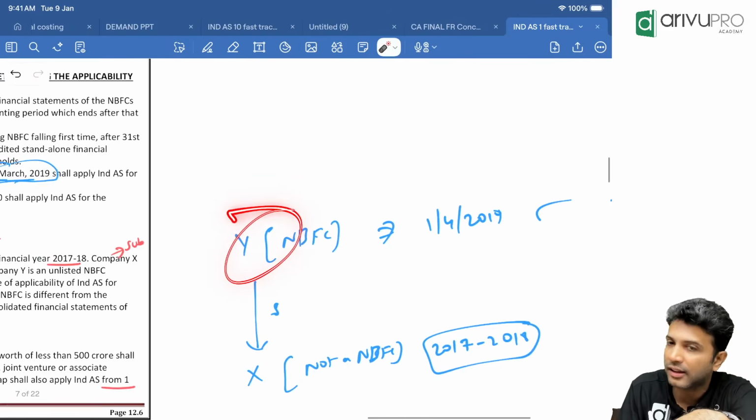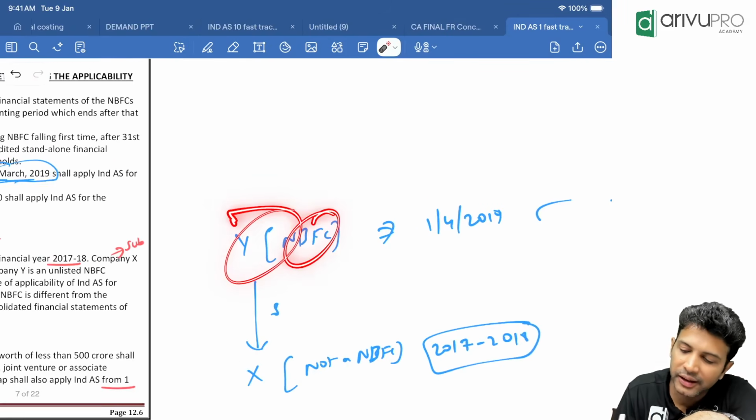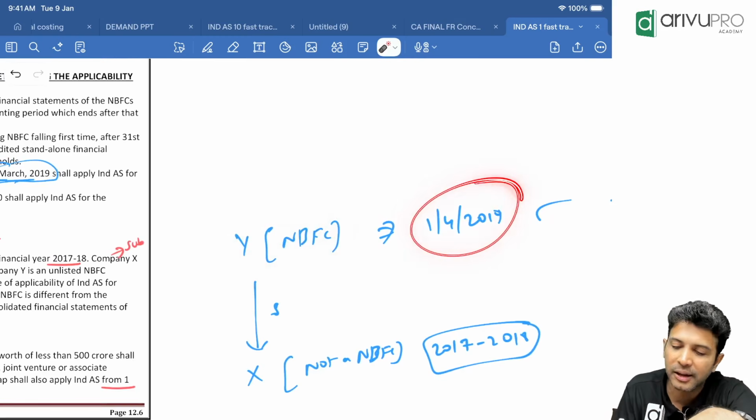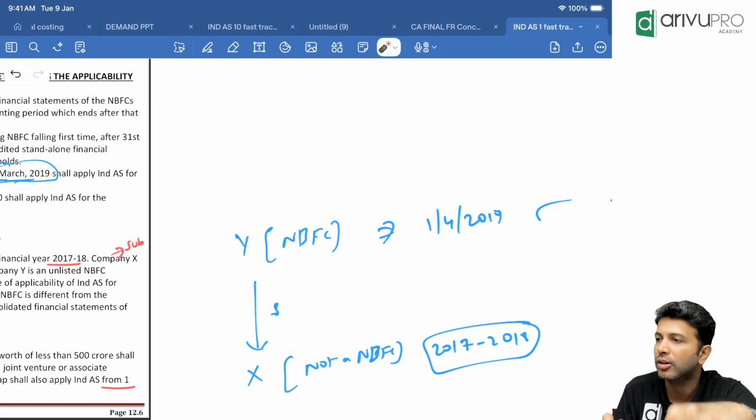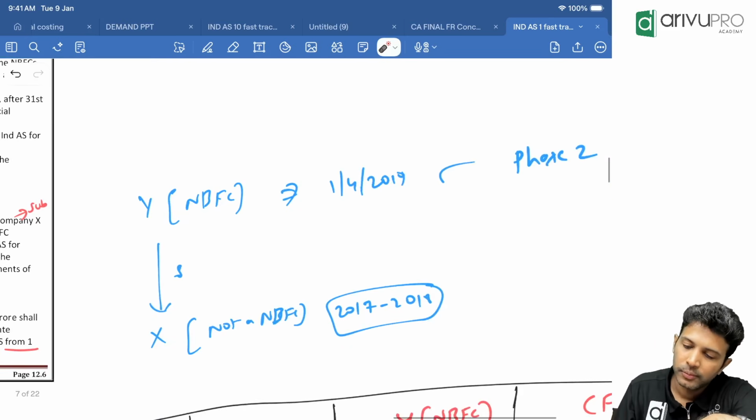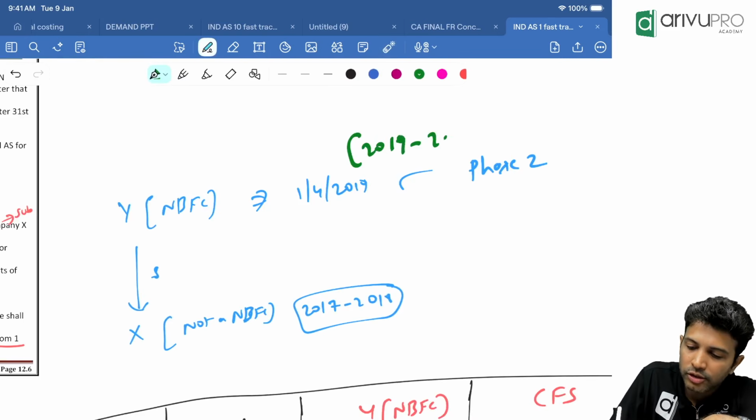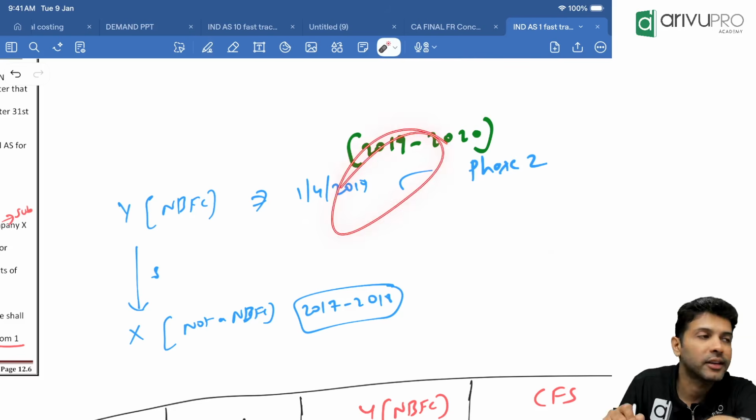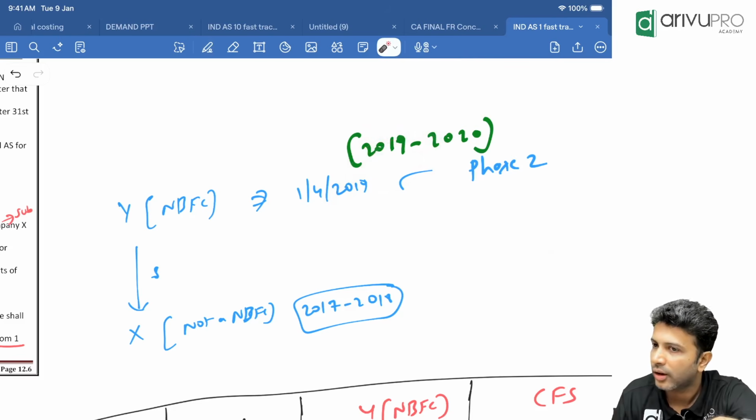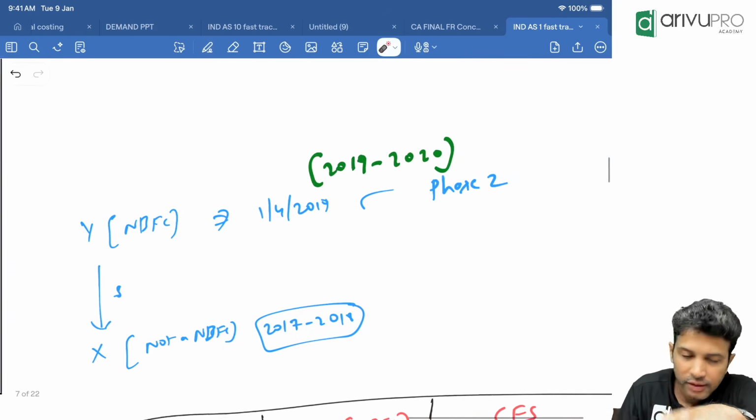So this Y, the parent NBFC, will apply Ind AS for the first time only from 1st April 2019. Okay? That means which year? 2019-20. For this 2019-20, they will start applying Ind AS. Now this part is okay.